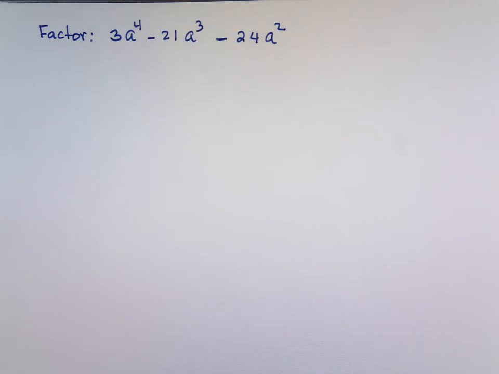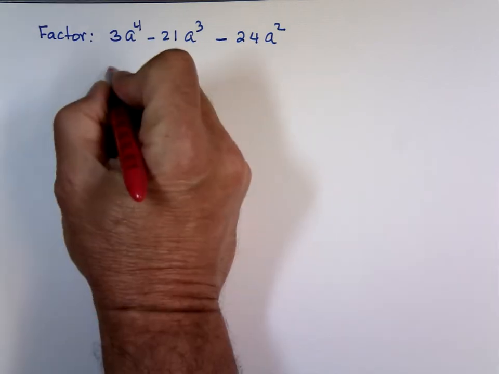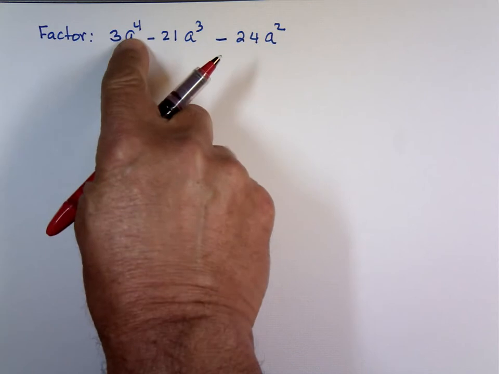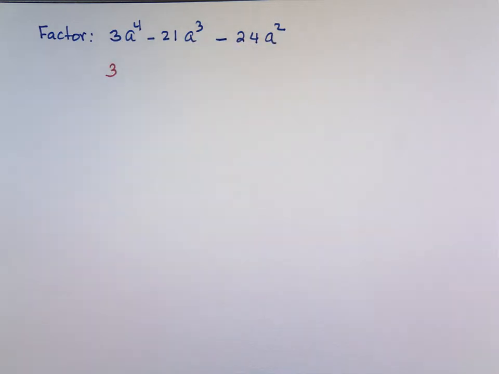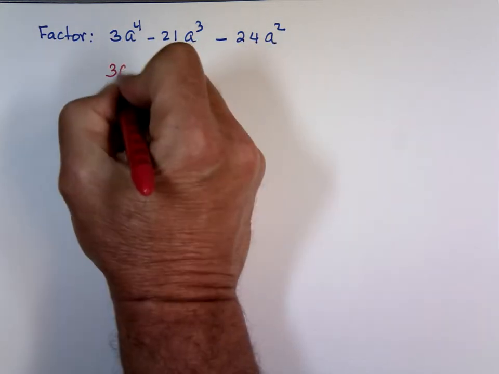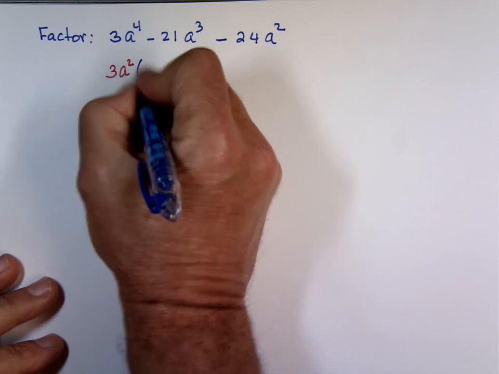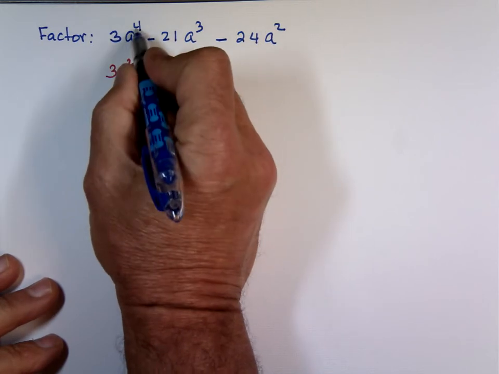And that's not the only thing. Let's look at the a's. This has 4, this has 3, this has 2. I can take 2 of them out. So what is left in the first one? The 3 is gone. 2 of the 4 a's are gone. That means there's 2 of them here.